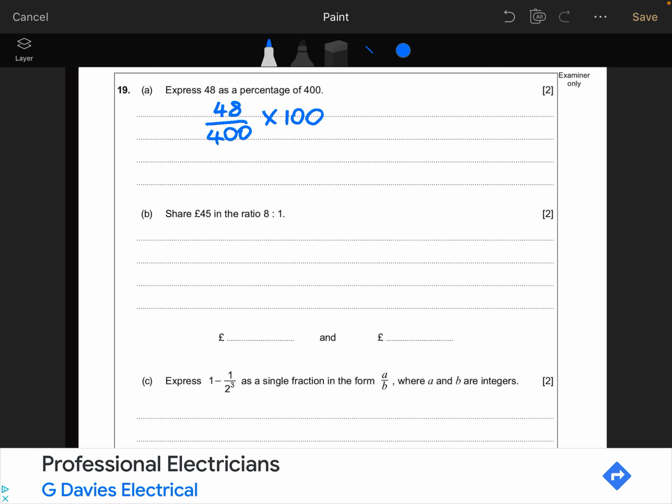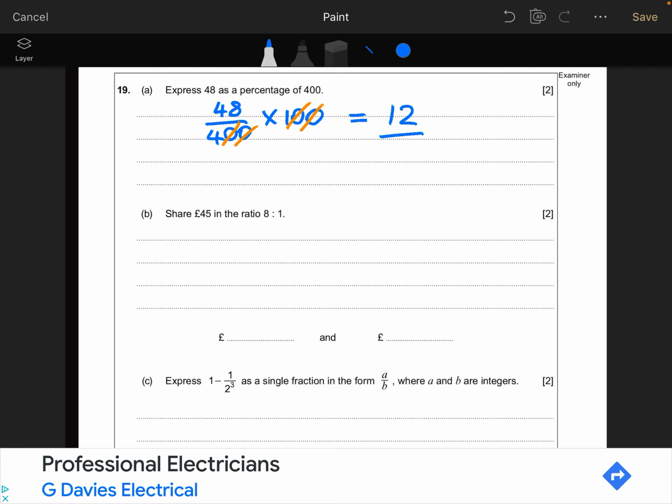Well, I can cancel, if I use different colours here, that makes it a bit nicer. If I cancel zeros top and bottom, times by 100, divide by 100, this becomes 48 over 4. Well, 48 divided by 4 is 12, and that's my answer.